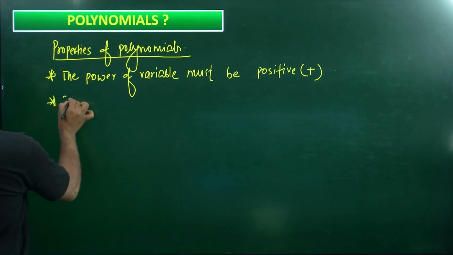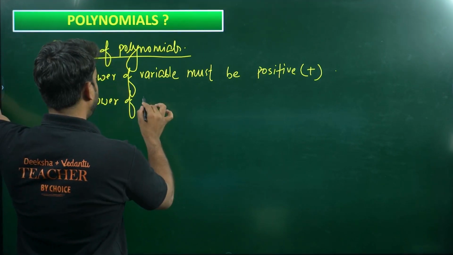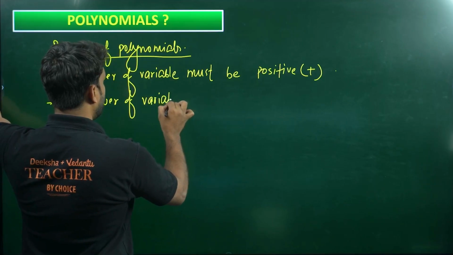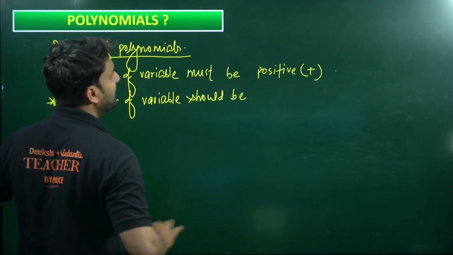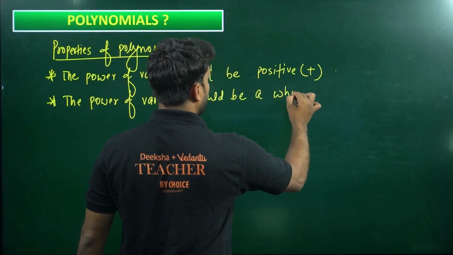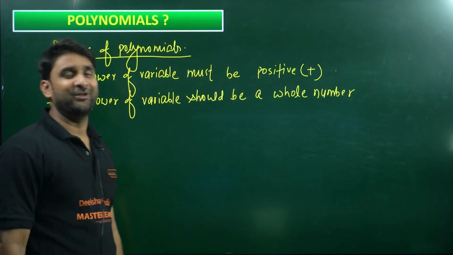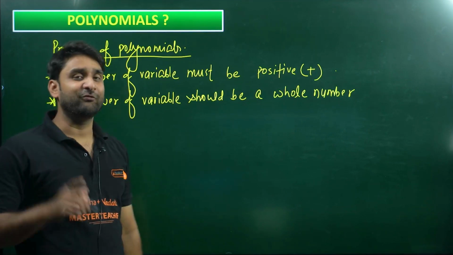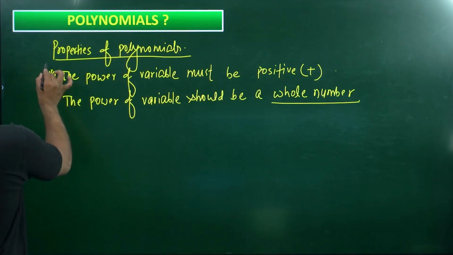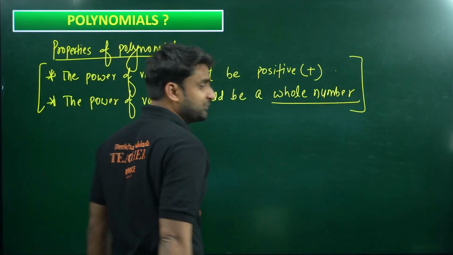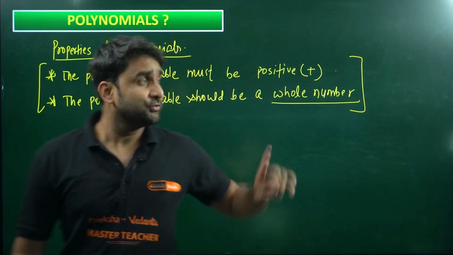Second point is the power of the variable should be or must be a whole number. If the power of the variable is in fraction form, that will not be a polynomial. That situation will be violating the rule of polynomial. That should be a whole number. So please, my dear champion, make sure to keep these 2 points to decide whether the given mathematical expression is a polynomial or not. So these 2 points are very important.